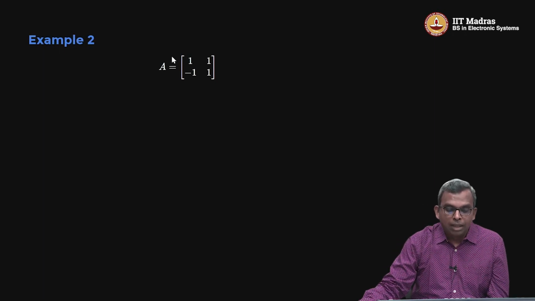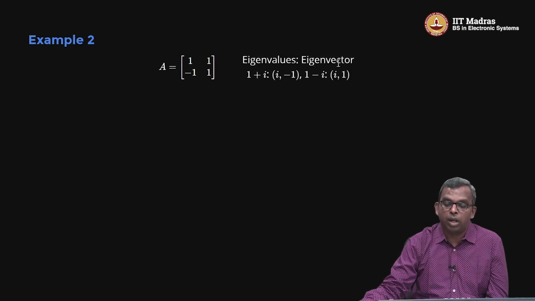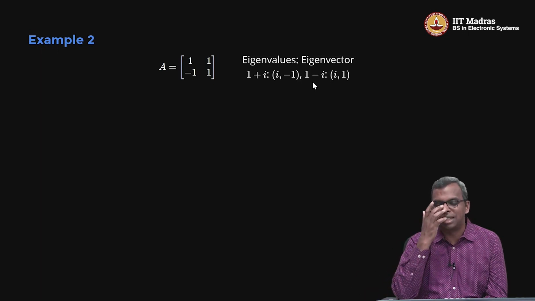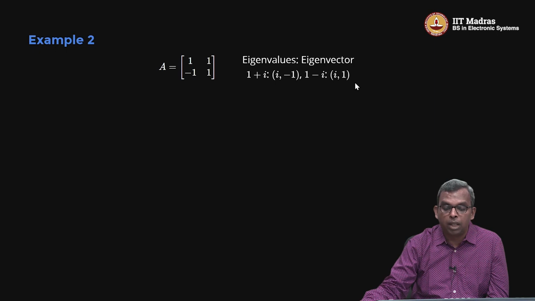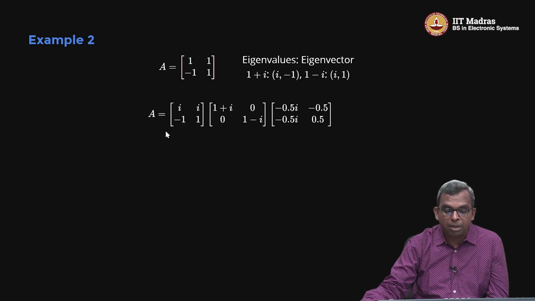This is example 2, which was (1, 1), (-1, 1). In this case, your eigenvalue, eigenvector pairs end up being complex. So the calculation will be a complex-number calculation, a little bit more intricate, but it can be done. So you get eigenvalues 1 plus i and 1 minus i, with eigenvectors (i, 1) and (-i, 1). A can be written as the basis matrix, times the diagonal matrix, times the inverse of the basis matrix.